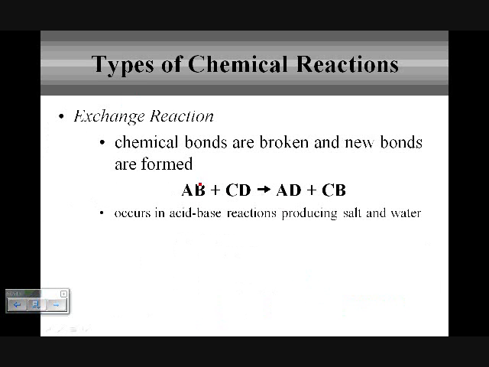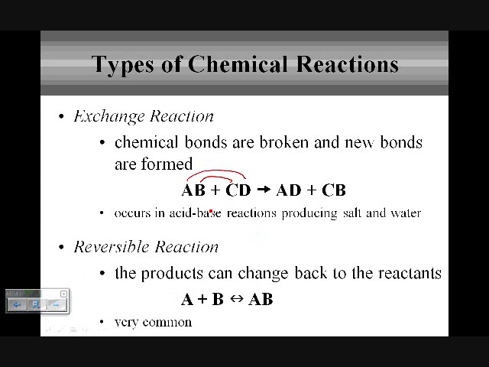An exchange reaction is exactly what it sounds like, exchange. It's almost like a flip-flop. So you can see that we have AB plus CD. What happens is that the A and the D are going to join together while the B and the C are going to join together. So you have a trading of places that occurs. We're talking about acid-base reactions, which we'll focus on a little bit more in the next lesson. When acids and bases react together, you ultimately get some water and salt being produced. So you get that flip-flop exchange.